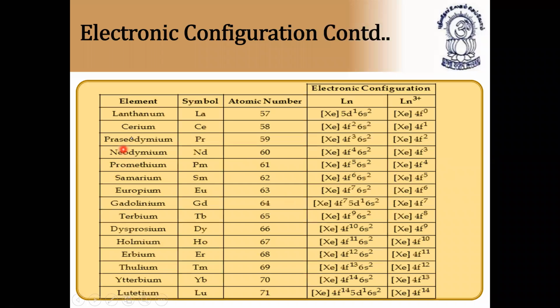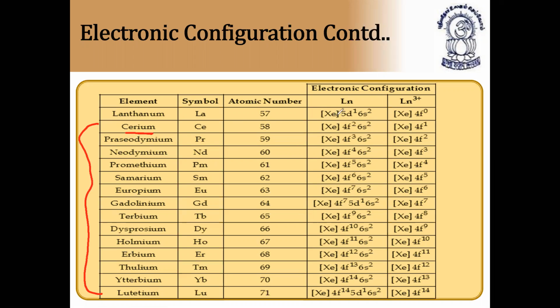Let us see the configuration. Lanthanum belongs to D block, but still it is placed with the F block elements. That's why it is 5d1, because its properties are more similar to inner transition elements, but it is better to count from cerium only: 1, 2, 3, 4, 5, 6, 7, 8, 9, 10, 11, 12, 13, 14. So after lanthanum, there are a total of 14 elements, from cerium to lutetium. These are all called F block elements.